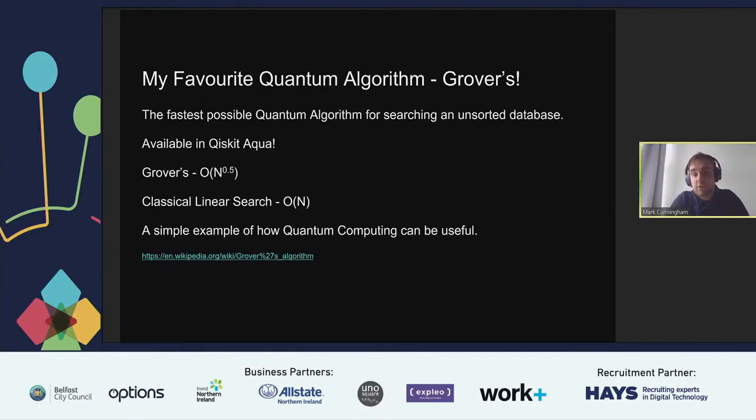My favorite quantum algorithm is something called Grover's algorithm. It is available in Qiskit Aqua, so you don't have to worry about the maths behind it. And basically, it is the fastest possible quantum algorithm for searching an unsorted database. And it has a big O value of the square root of n, compared to a classical linear search, which is O(n). And I think that's absolutely incredible. And it is really cool to me to see that it is a good example of how quantum computing can be useful already in the world.